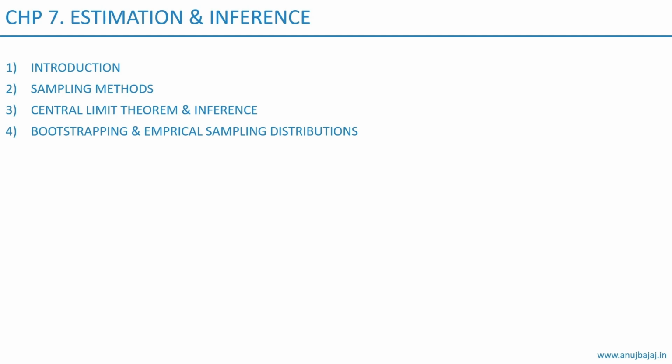Chapter 7 Estimation and Inference. In many previous chapters, we stressed the point that it is not feasible, it is not possible, to study the entire population. That's why from the population data, we take out a sample. We study the sample, and based on the sample, we derive some conclusions about the population. So in this chapter, we will be looking at various sampling methods. We look at central limit theorem and inference, and bootstrapping and the empirical sampling distribution.